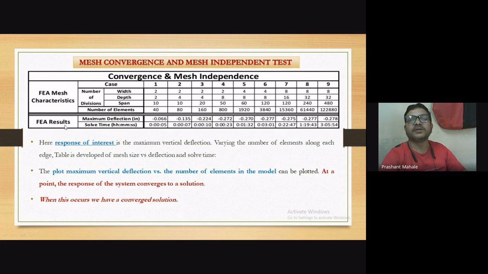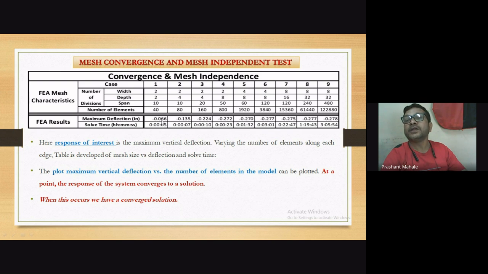That is the FEA result. So what is that FEA result? It is the maximum deflection, and that is in inches. Mostly we use SI units, so it would be in mm, but here we have a table as a reference where they have calculated it in inches, and that is minus 0.00066. The negative sign indicates compression.